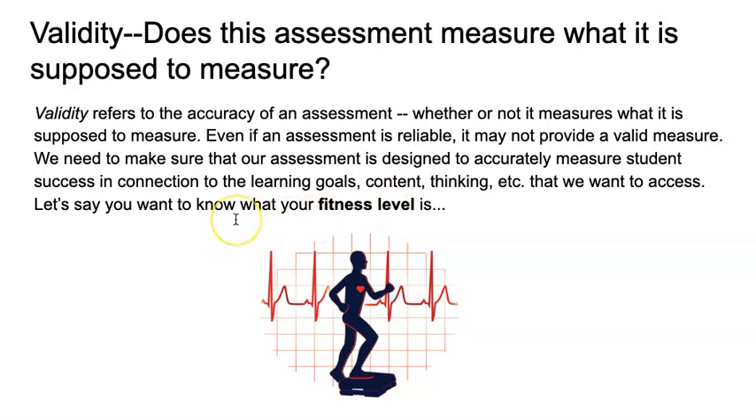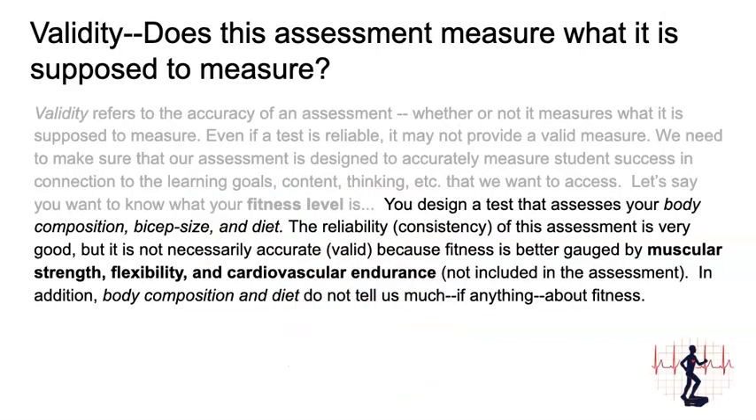So let's say, for example, we want to know what your fitness level is. We could design an assessment that would take a look at 3 factors: your body composition, you know, that little pinch test where they find a squishy part of your body and give it a little pinch, bicep size, and diet. And this over time would prove reliable, consistent. But the truth is it's not really accurate, or what we call valid, because our fitness is not gauged by our body composition, our bicep size, and diet. Rather, better indicators would be, okay, what's your muscular strength, your flexibility, your cardiovascular endurance? Those weren't included in the assessment.